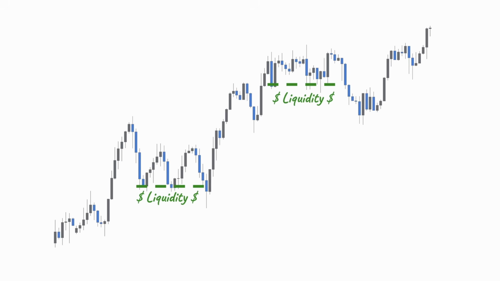So there are many stop losses, and liquidities are gathered below them. Smart money aims to sweep all of the retail traders' stop losses, and we want to enter the trade after stop losses have been swept.